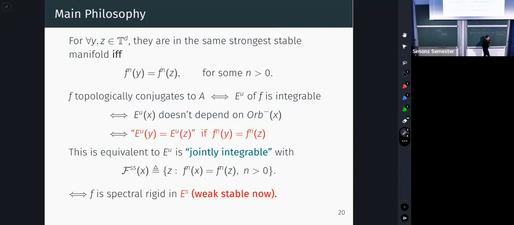And actually, I just give a short proof. And the proof is very similar, and even easier, than the Anosov diffeomorphism case. Why? It's just exactly the same. How could I do that?